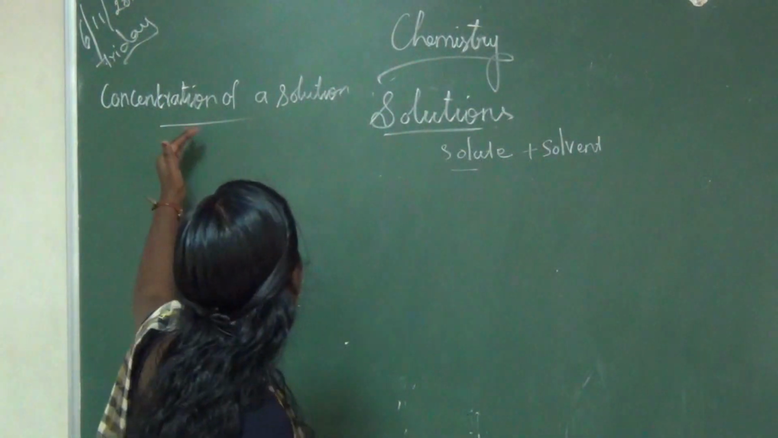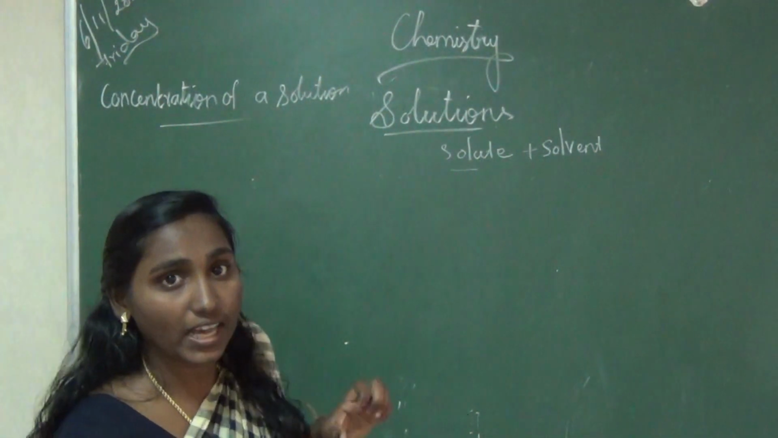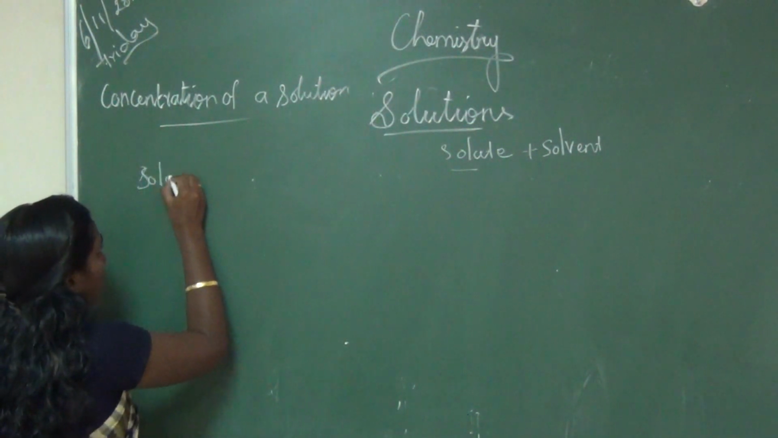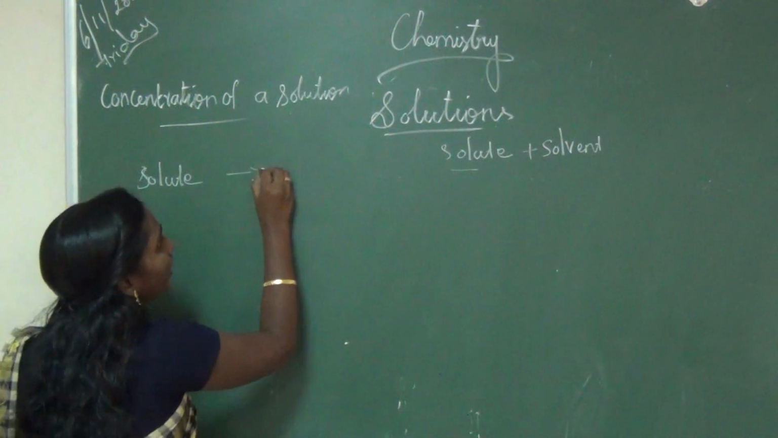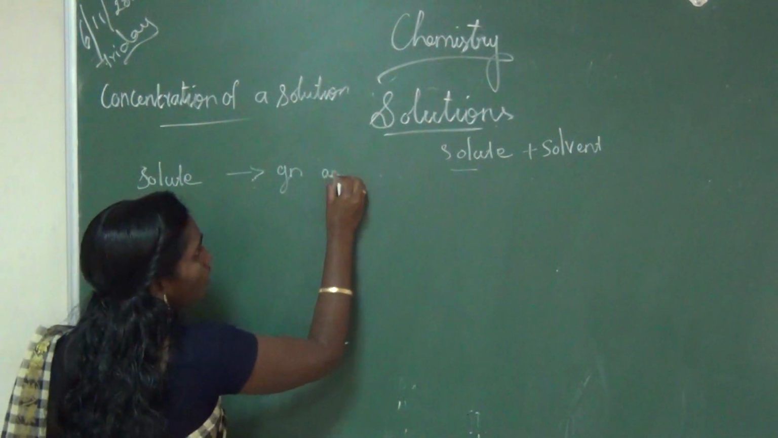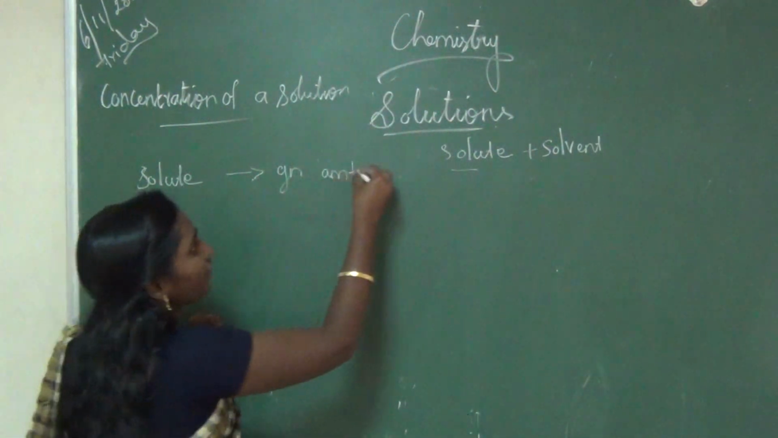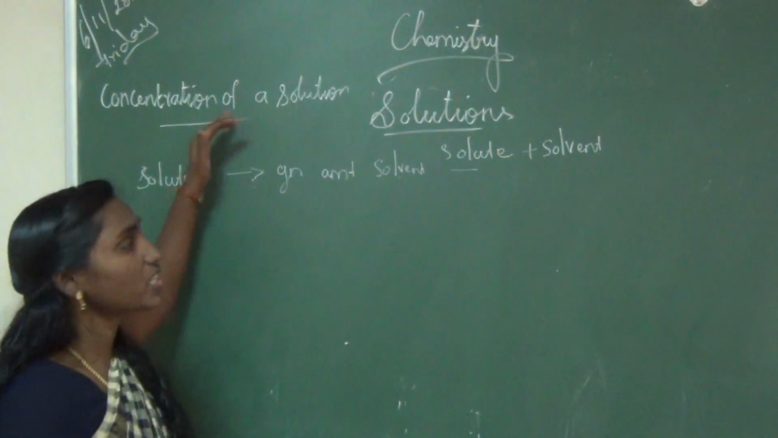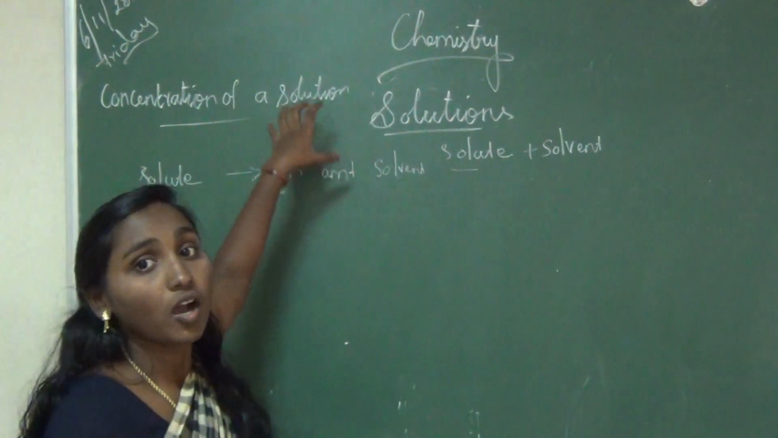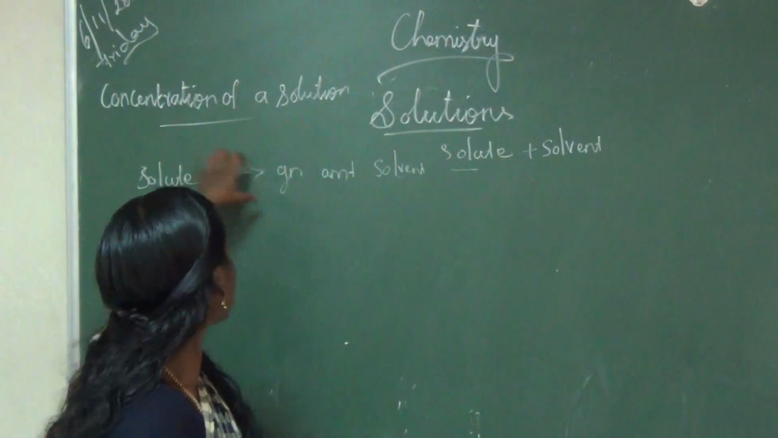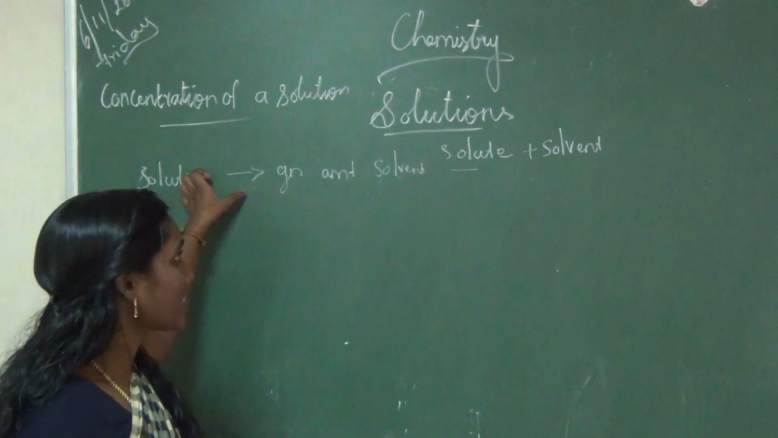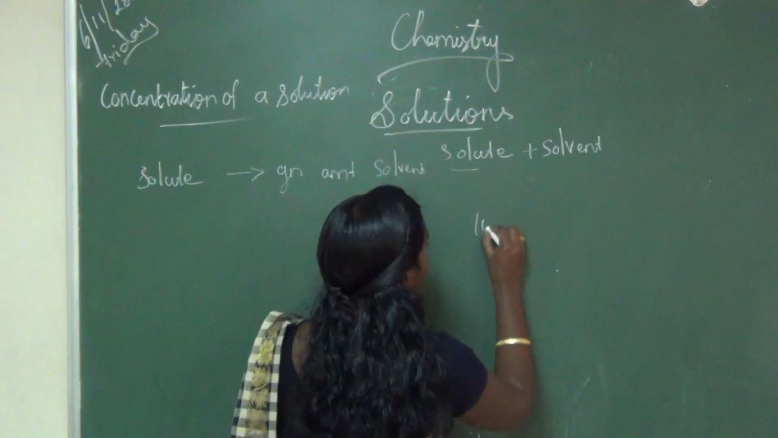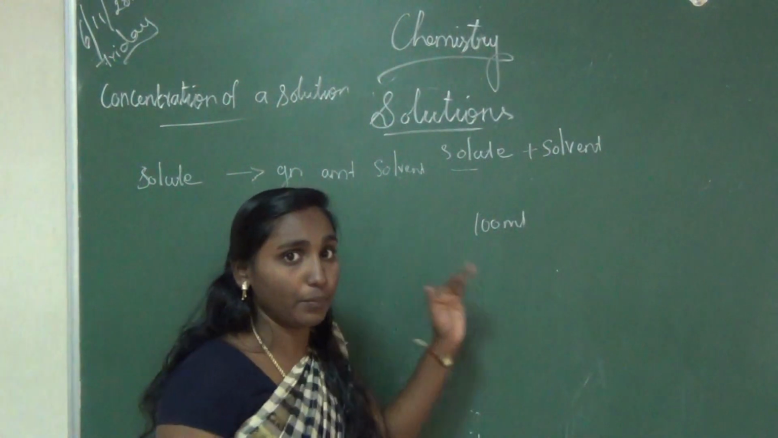Concentration of a solution is defined as the amount of solute present in a given amount of solvent or solution. That is called the concentration of a solution. Okay, concentration of solution is defined as the amount of solute present in a given amount of solvent. Consider 100 ml water.